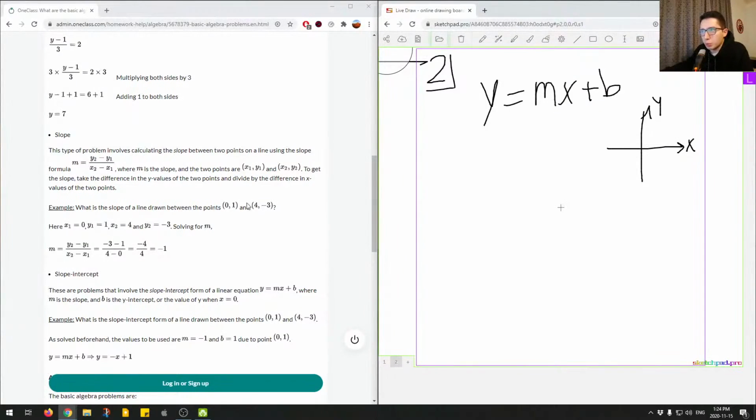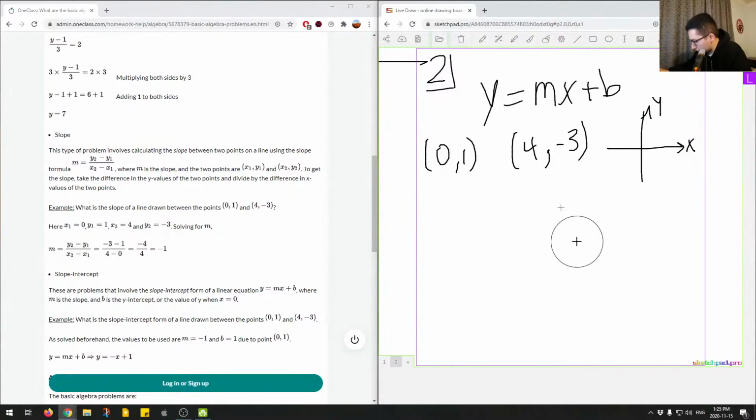So here we're given 2 points, 0, 1 and 4, negative 3. So I'll write these over here, 0, 1 and 4, negative 3. So this will be about 0 on the x, 1, so it will be somewhere over here, and then for negative 3 we have somewhere over here. So it'll be something like that, and we're trying to find the equation for this line that passes through these 2 points.